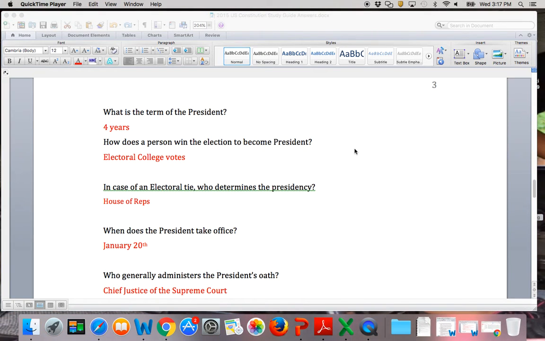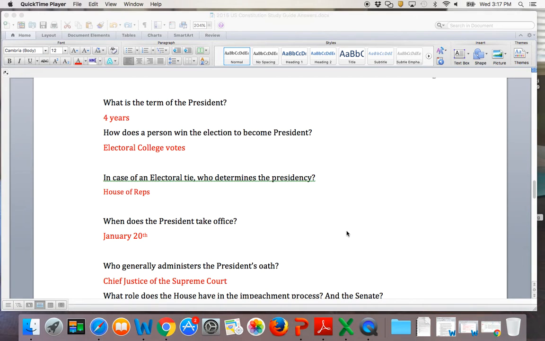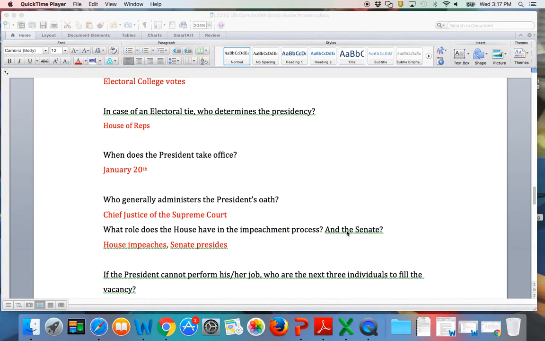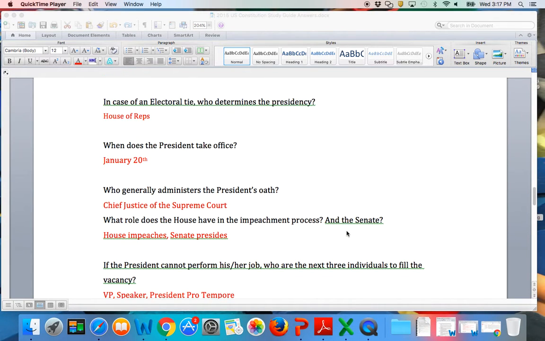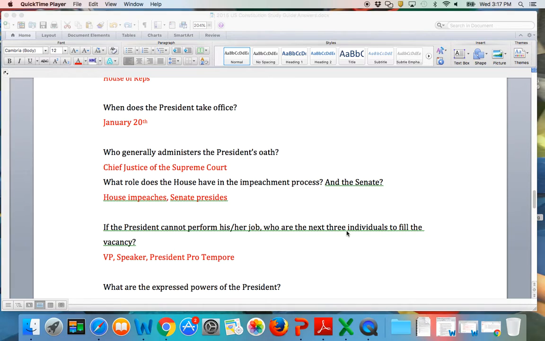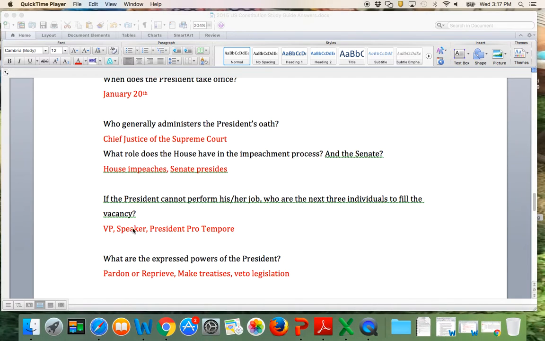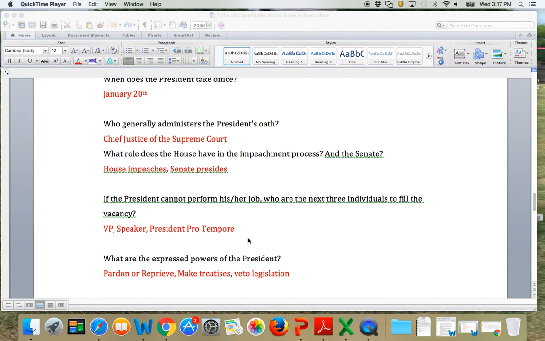If there is a tie, the House of Representatives will vote to determine who is the president, and the president will take oath on January 20th and is sworn in usually by the Chief Justice of the Supreme Court. In an impeachment process, the House can bring up the impeachment charges, and the Senate presides and acts as the jury. If a president cannot perform his or her duties, the line of succession is the Vice President, the Speaker of the House, and the President pro tempore. The President pro tempore is the leader of the Senate when the President of the Senate or the Vice President is not there.